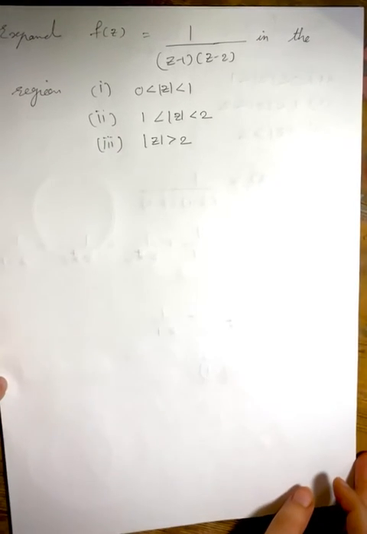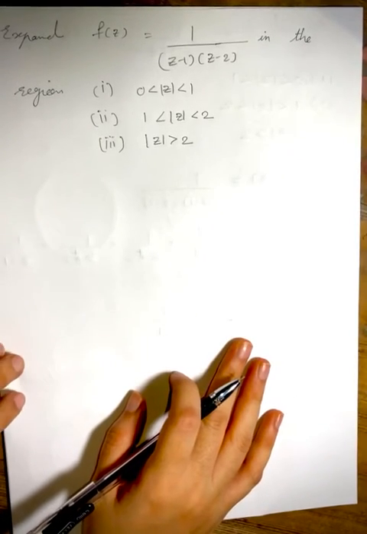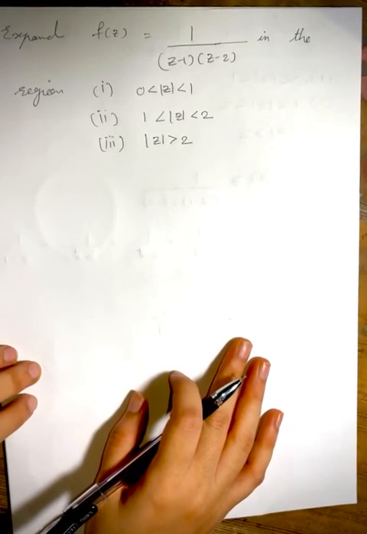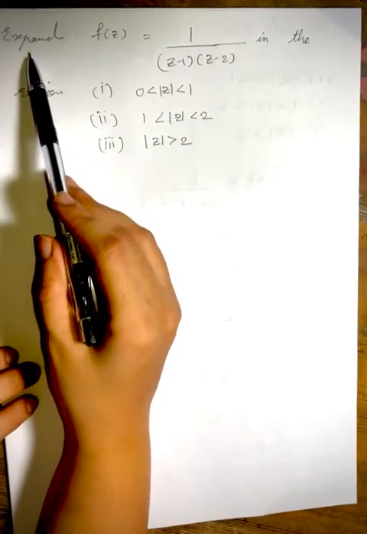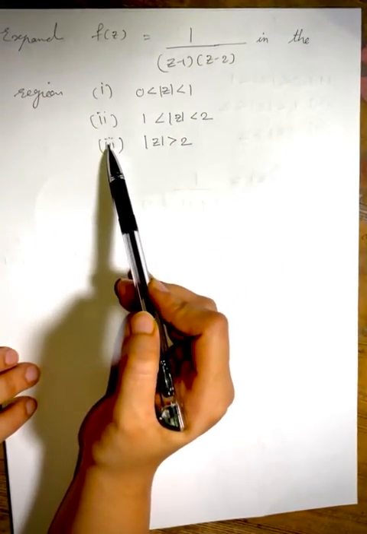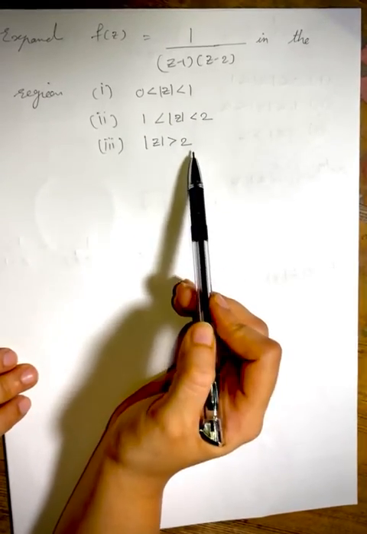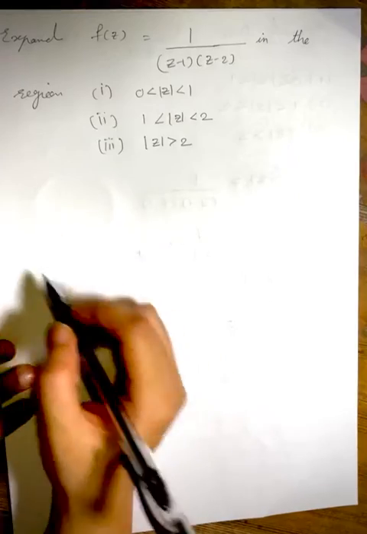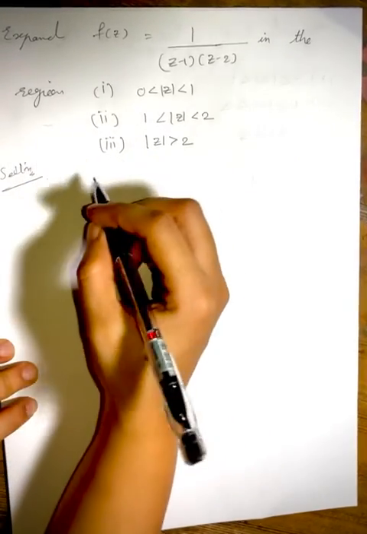Let us solve one problem based on Taylor and Laurent series. Here we are given this function and we are asked to expand this in these three regions: 0 to 1, 1 to 2, and in the region which is greater than 2. So let us see how to solve such problems.